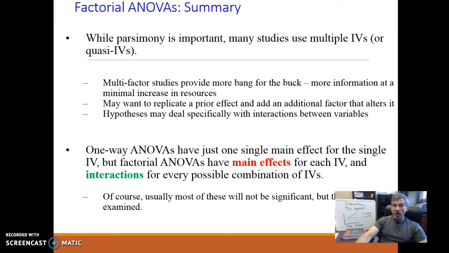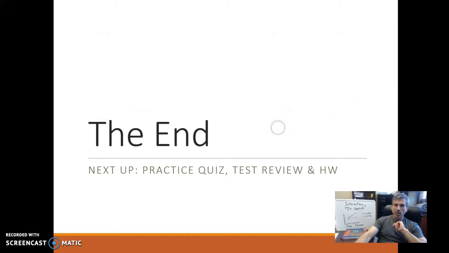Usually most of those possible main effects and interactions won't be significant, but we look at all of them. And this is the point when we let computers take over. We don't worry about doing it by hand. The key thing there is knowing what this stuff means and how to interpret a set of results. So that is the end of the module and the unit.